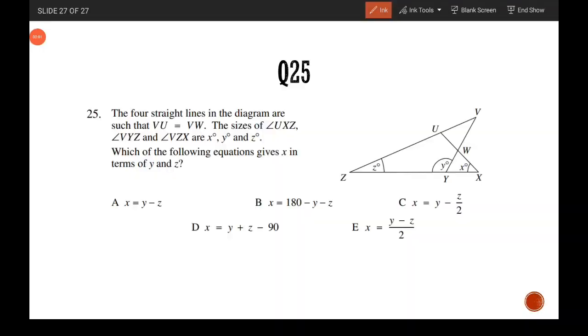It's JMC 2015, question 25. The 4 straight lines in the diagram are such that VU equals VW, which means that that one equals that one. The sizes of the angles UXZ, VYZ and VZX are x, y, and z, respectively. Which of the following equations gives x in terms of y and z?